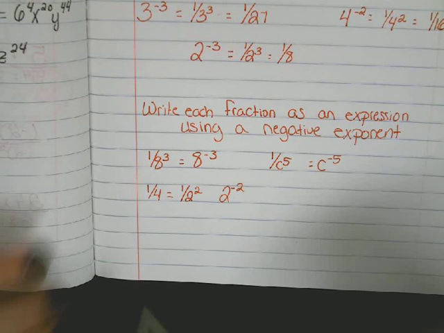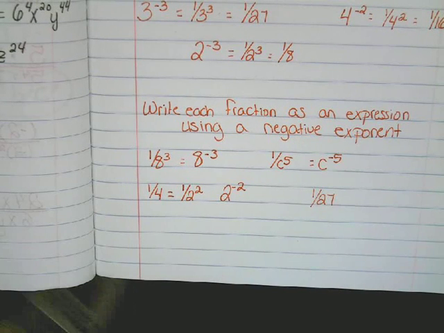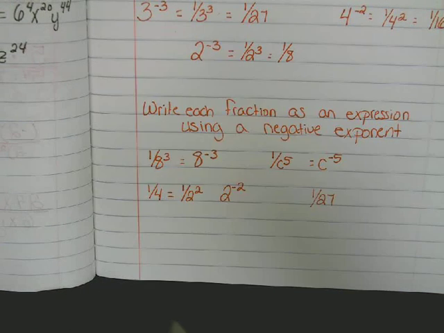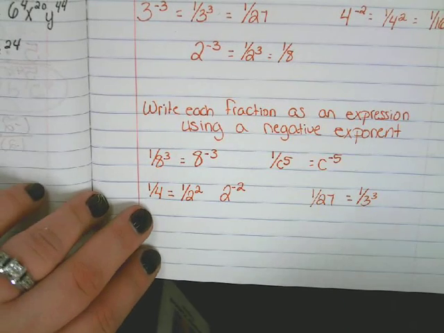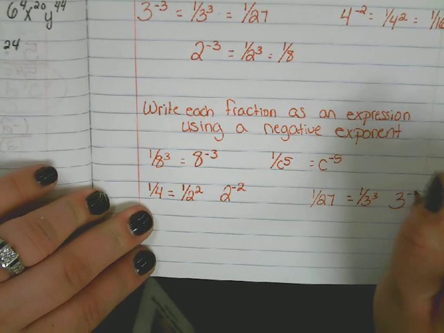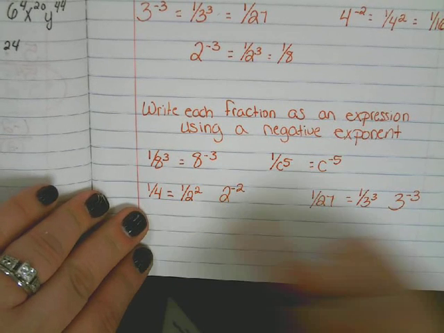What about 1 over 27? So I need to think of a number that times itself equals 27. 9 times 9 is 81. 3. 3 to what power? 3 to the third. So this is the same thing as 1 over 3 to the third. Still don't have a negative exponent though. So you just switch it, so it'd be 3 to the negative 3. Okay? So when there's no exponent with it, you need to figure out how to write it using exponents.